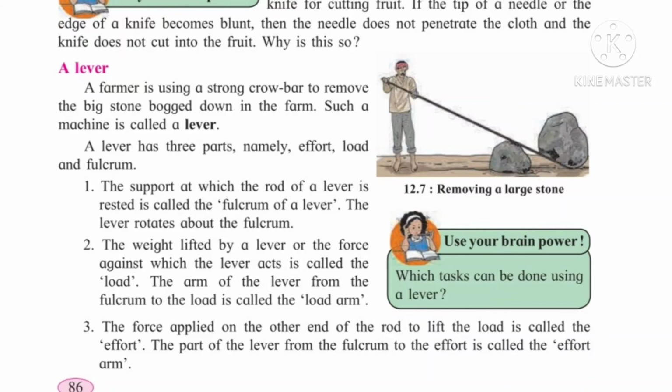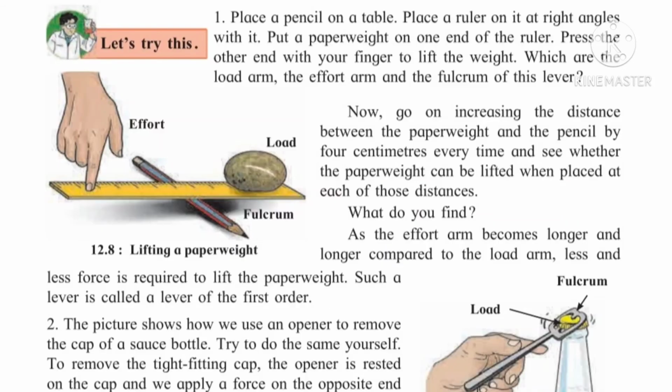Now let's discuss some examples. Let's try this experiment; you can try it at home also. We have to place a pencil on a table. Place a ruler on it at a right angle, according to the picture position. Now put a paper weight on one end of the ruler.